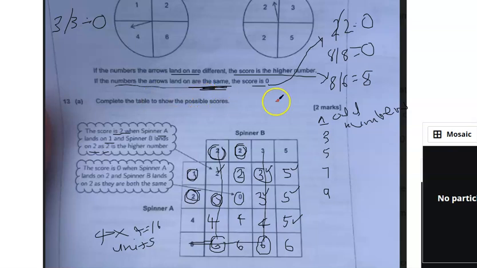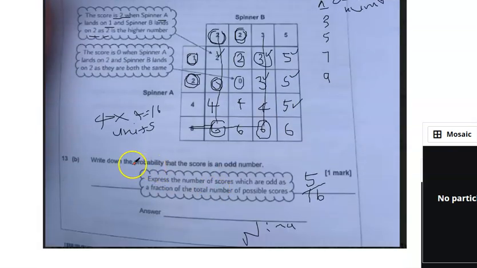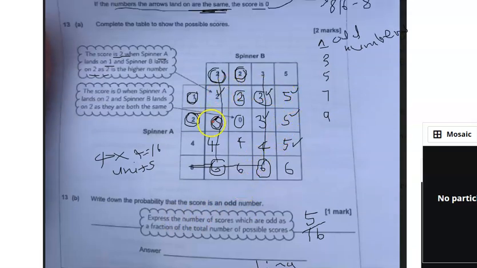Okay, now once you've done that, at the bottom it says write down the probability that the score is an odd number, express it as a fraction. So all you have to do is you have all the scores, write down what all the odd numbers are, 1, 3, 5, 7, 9, and then just find them. There's a 3 here, a 5, a 5, a 3, and a 5. So I don't think there's any more odd numbers. That's it. So it's 1, 2, 3, 4, 5. So it's 5.